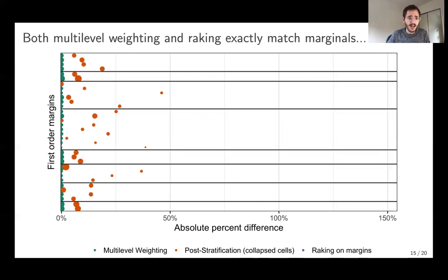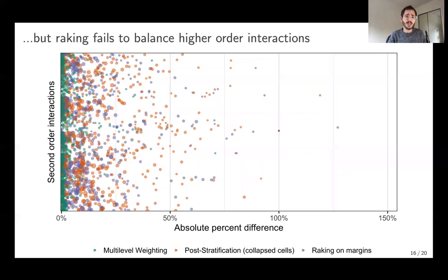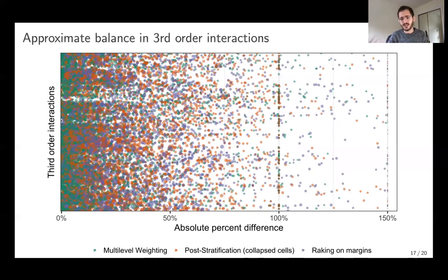So on the y-axis here, I have all the first order margins. On the x-axis, I have the absolute percent difference. What we can see is that multi-level weighting in green and raking in purple, which you can't actually see here, both get exact balance on the first order margins, as they are constrained to do. While post-stratification, where here we use an ad hoc cell collapsing procedure, has no guarantees on anything. If we look at second order interaction terms, again, post-stratification with these collapsed cells has no guarantees, and raking on the margins also has no guarantees. So you can see the purple dots start to move, but multi-level weighting, by minimizing these second order interaction differences, does better. And in third order interactions, things get a bit more complicated.